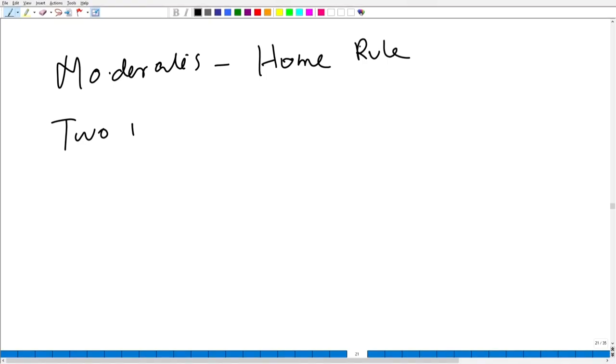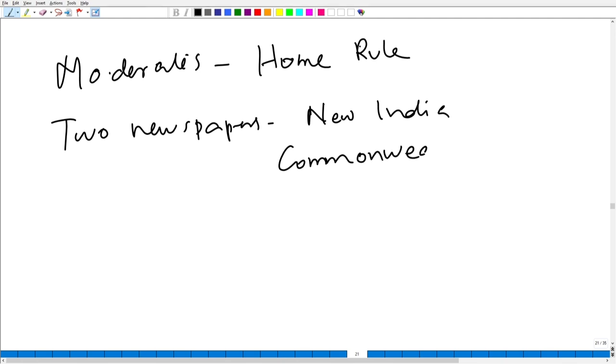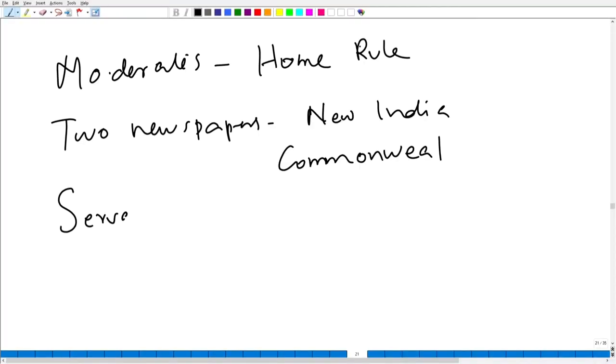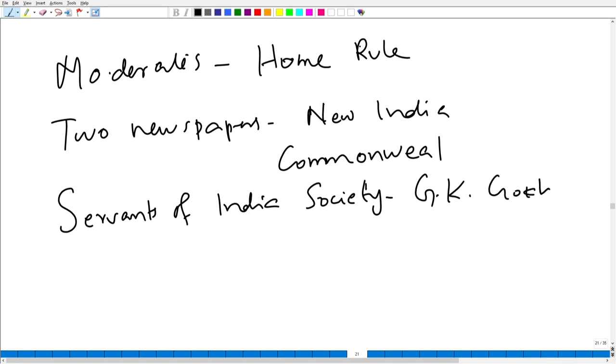Two newspapers, New India and Commonweal, were the newspapers of Annie Besant. They fought against the British administration in India. The members of the Servants of India Society, founded by Gopalakrishna Gokhale, were also attracted to the Home Rule League founded by Annie Besant.